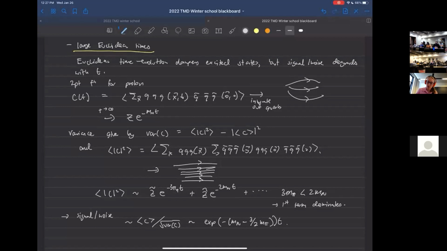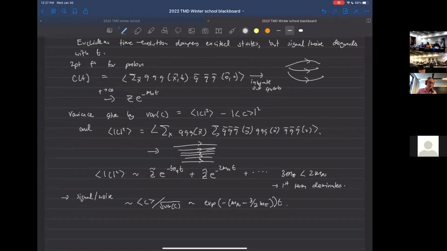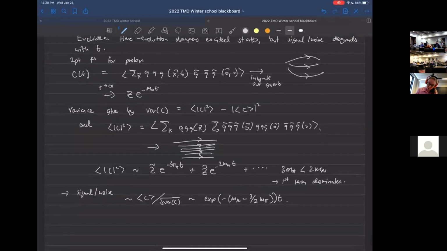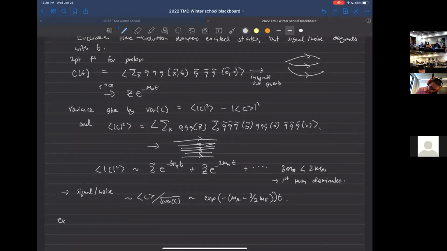Okay, great. So excited states are also expensive. I mean, they're damped out by Euclidean time evolution, like we saw. So the variational method, where you form a matrix of correlators and solve the generalized eigenvalue problem, is also expensive. You need a whole matrix of correlators. So excited states are in general harder than ground states. It's because they're damped out.